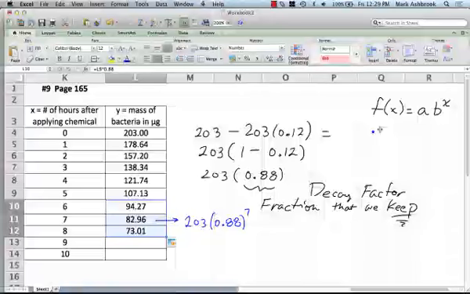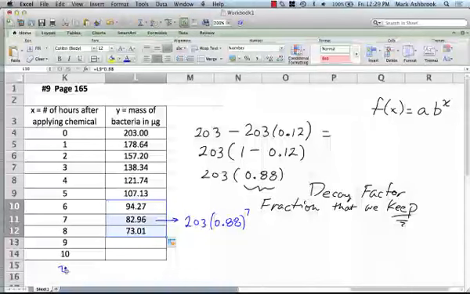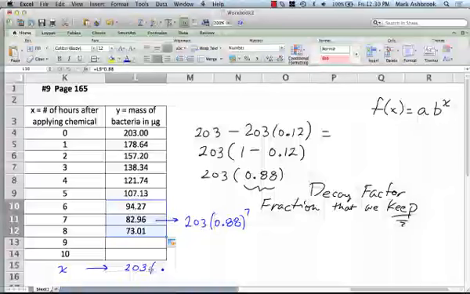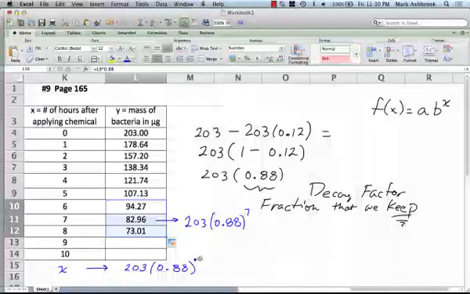Okay. So now let's write the function. So we want after x hours. After x hours, how would you get it? 203 times 0.88. How many times do we multiply by 0.88 after x hours? X times. So you have to imagine that as 203 times 0.88 times 0.88 times 0.88 times 0.88. However many hours you want to know what the mass is. Okay, so there it is again.